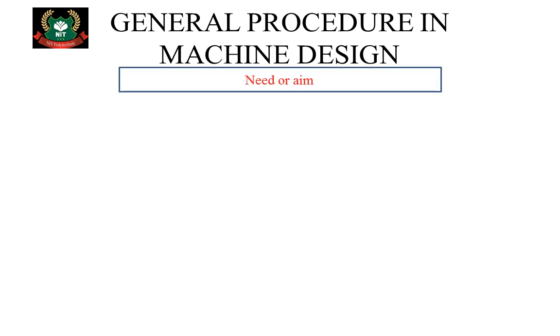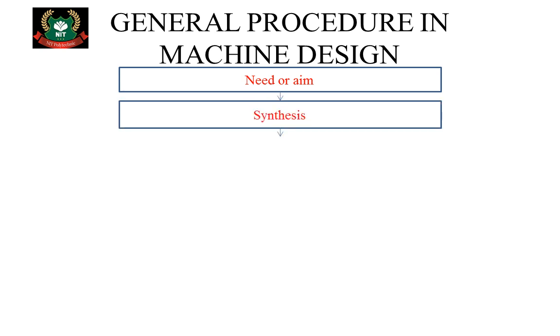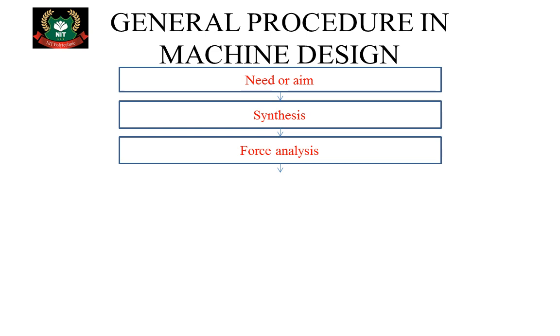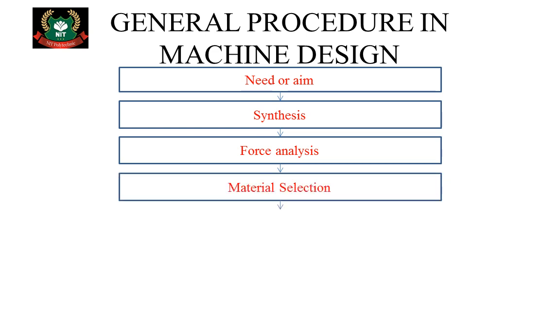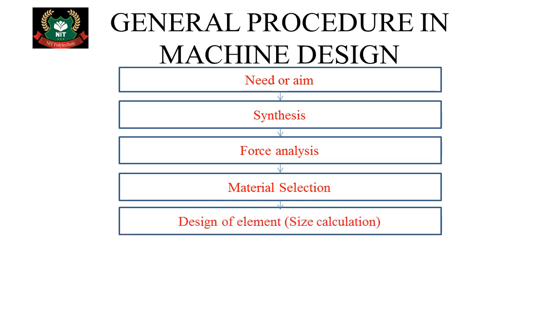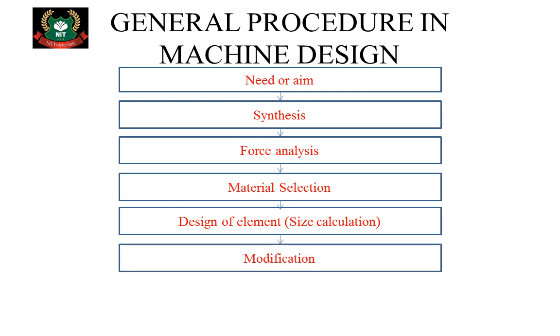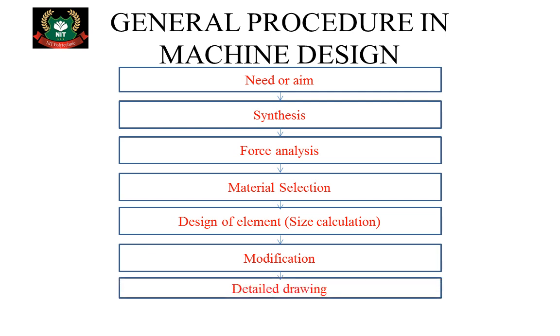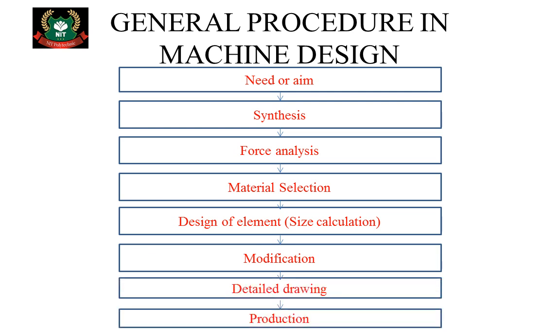The first step is need or aim. Second step is synthesis. Third step is force analysis. Fourth step is material selection. Fifth step is design of element. Sixth step is modification. Seventh step is detailed drawing. And the last step is production. Now we are seeing the various steps in machine design step by step.